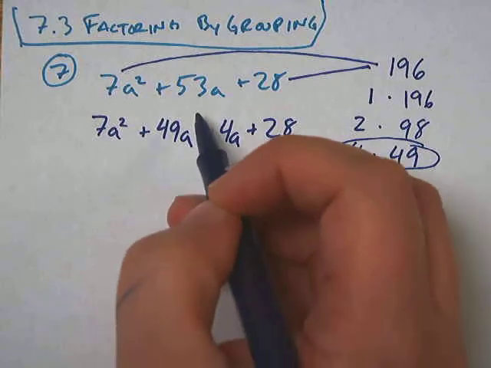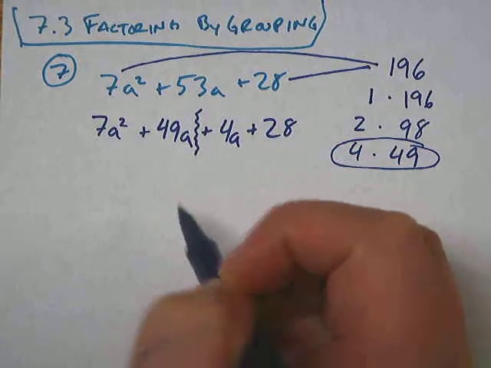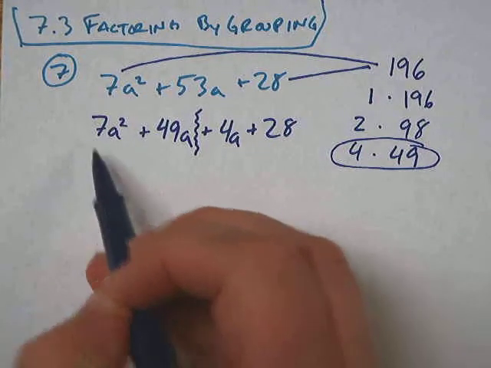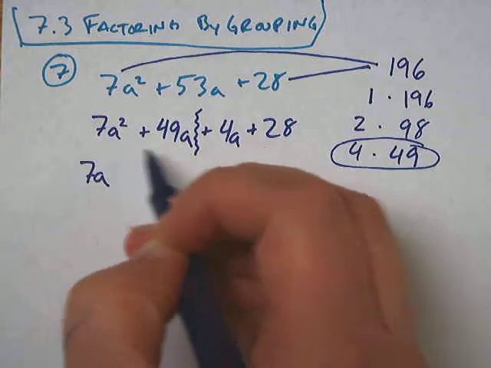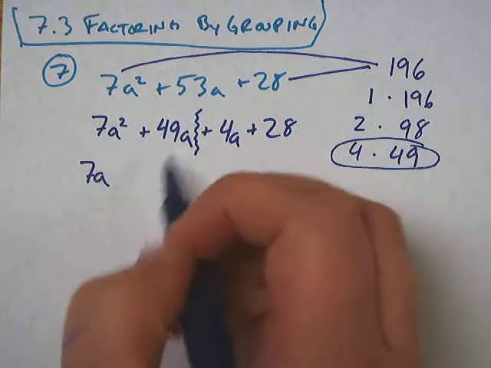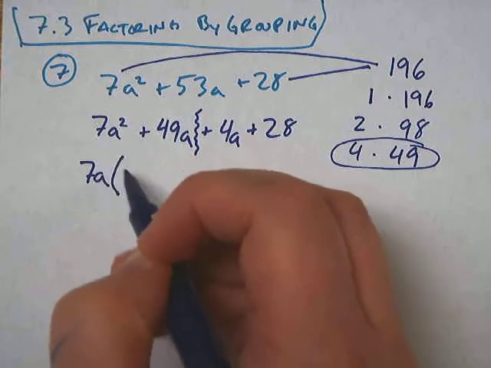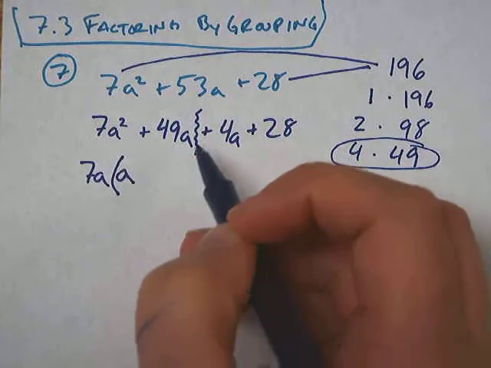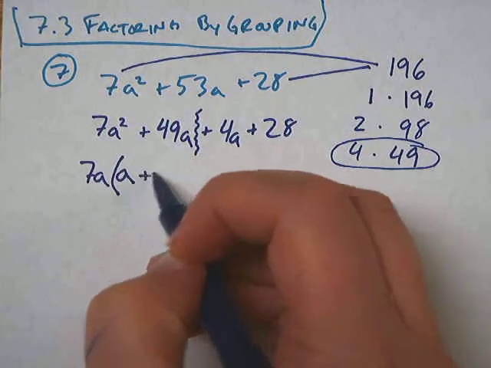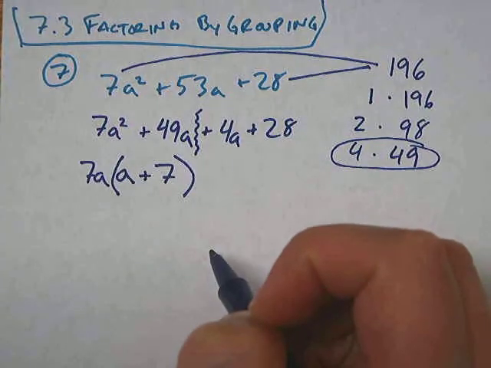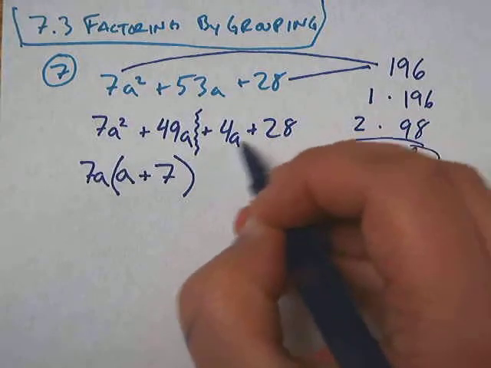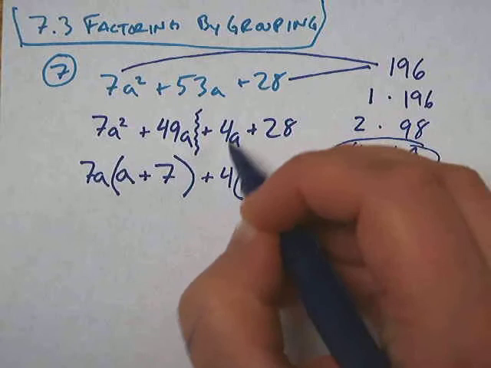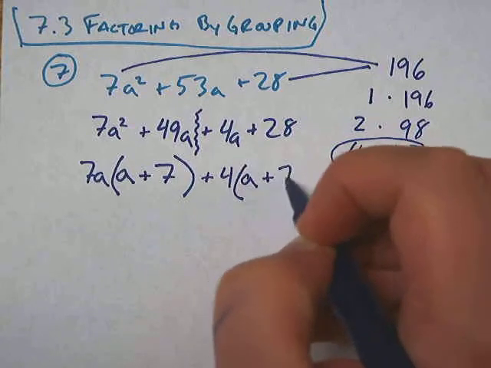Okay, so our next step is to divide this down the middle here and take out the greatest common factor from each side. So on this side, our greatest common factor is 7a, because we could take out a 7 from both, and we could take out an a from both. So when we do that, we're left with a, because 7a times a gives us 7a squared. And then when we divide this term by 7a, we're just left with 7. So then our greatest common factor on this side is 4. And when we divide by 4, we're left with a plus 7 as well.